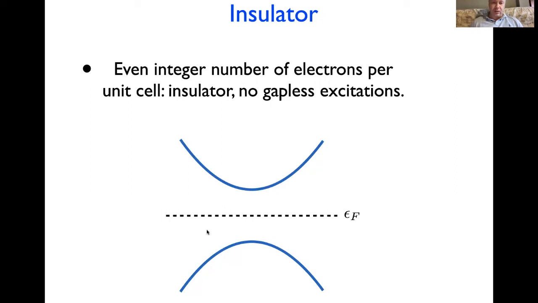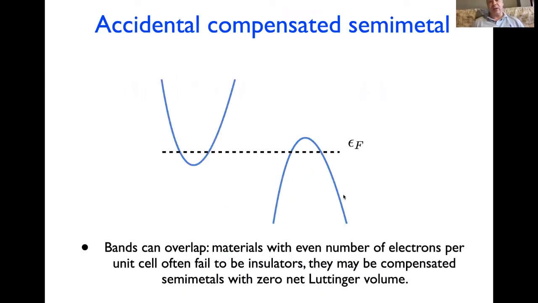Okay. Now, this, of course, as many of you know, is a little bit of an oversimplification. In reality, bands can overlap in energy like this. And so often materials with an even integer number of electrons per unit cell fail to be insulators. So in this case, they become compensated semimetals where you have electron and hole Fermi surfaces enclosing equal volume in momentum space. So the net Luttinger volume, which is weighted by the charge of the carriers, is still zero, like in an insulator.